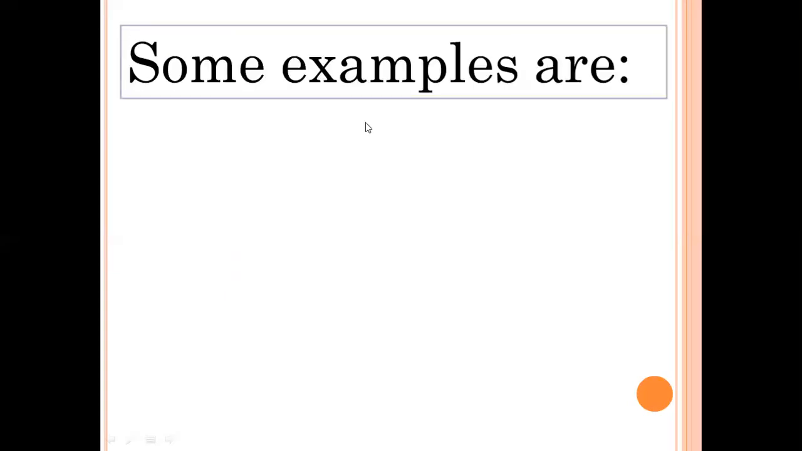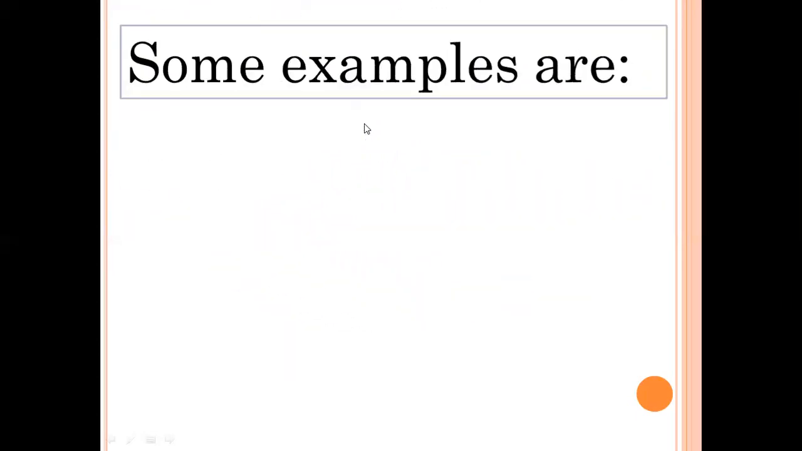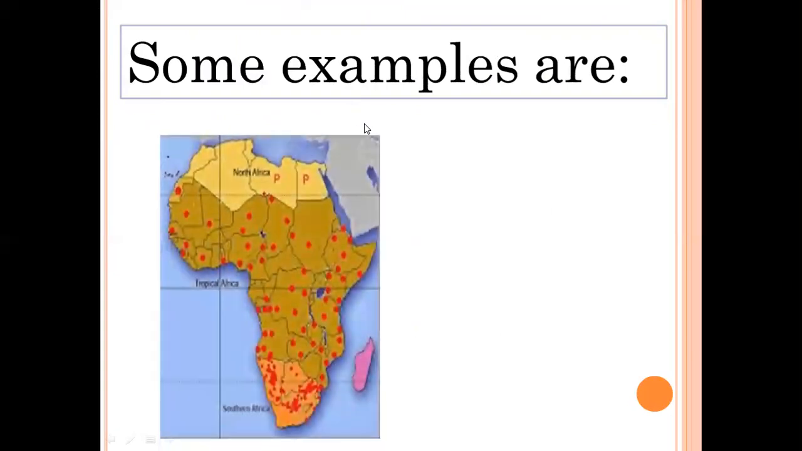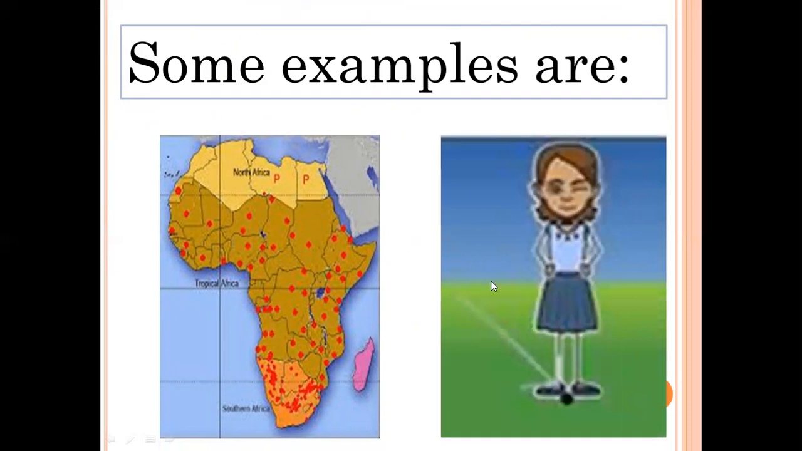Now, let me share some of the examples of the point, and that is, can you see these dots or points on a map? This is also showing the exact location of the city or the country on a map. Can you see this girl standing over here on this position? This is also the exact location where she is standing.